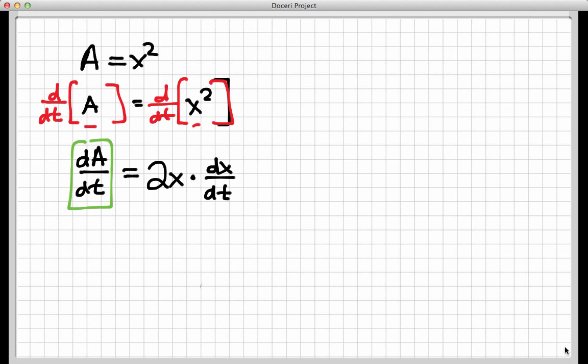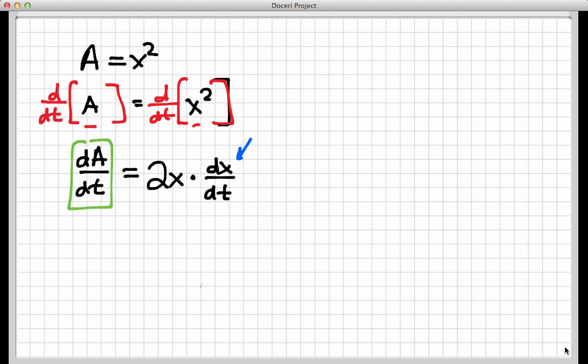So now I'm ready to begin the final stage of answering this question. I now have identified what I want to find. That's the derivative of A with respect to time, and I have that related to another derivative, namely the derivative of the side length with respect to time. Now the last step is to put in everything that I know, every other bit of information that's given to me in the problem statement, and try to solve for the thing in the green.